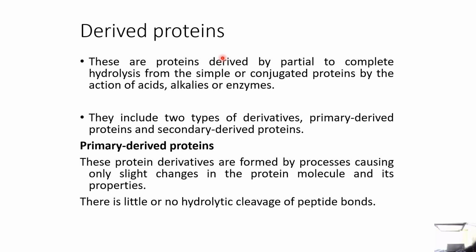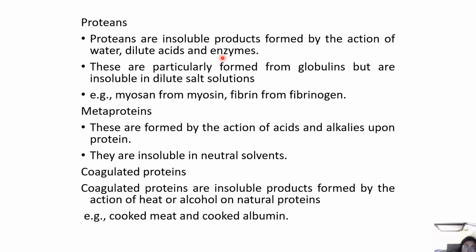Then we talk about derived proteins. These are proteins derived by partial to complete hydrolysis from the simple or conjugated proteins by the action of acids, alkalis, or enzymes. They include two types of derivatives, primary derived proteins and secondary derived proteins. These protein derivatives are formed by processes causing only slight changes in the protein molecule and its properties. There is little or no hydrolytic cleavage of peptide bonds.